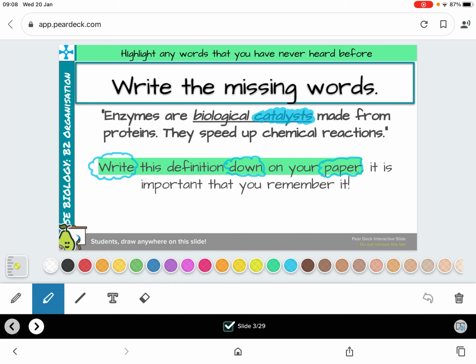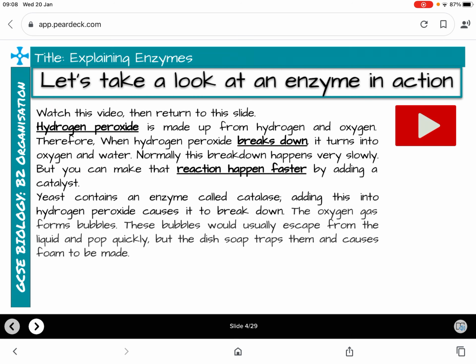Okay, so the first thing I asked you to write down was: enzymes are biological catalysts made from proteins. They speed up chemical reactions. Okay, so again, someone had highlighted the word catalyst. They hadn't heard that before. So a catalyst is just something that will speed up a reaction without becoming involved in the reaction themselves.